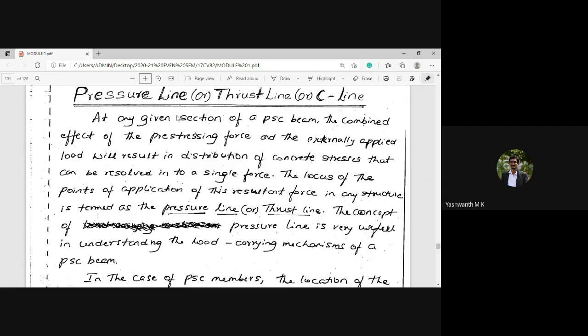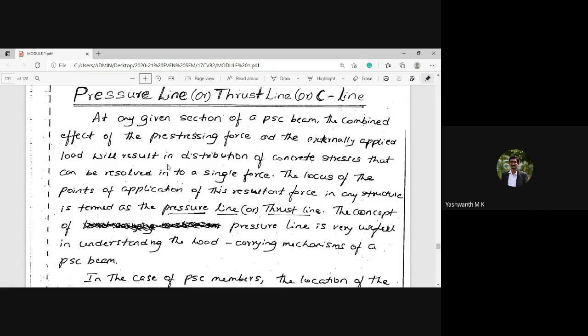This pressure line is also called the thrust line, or the C line. It is called by different names. So let me define the meaning of pressure line or thrust line. Consider any given section of a PSC beam having a combined effect of pre-stressing force and the externally applied load.